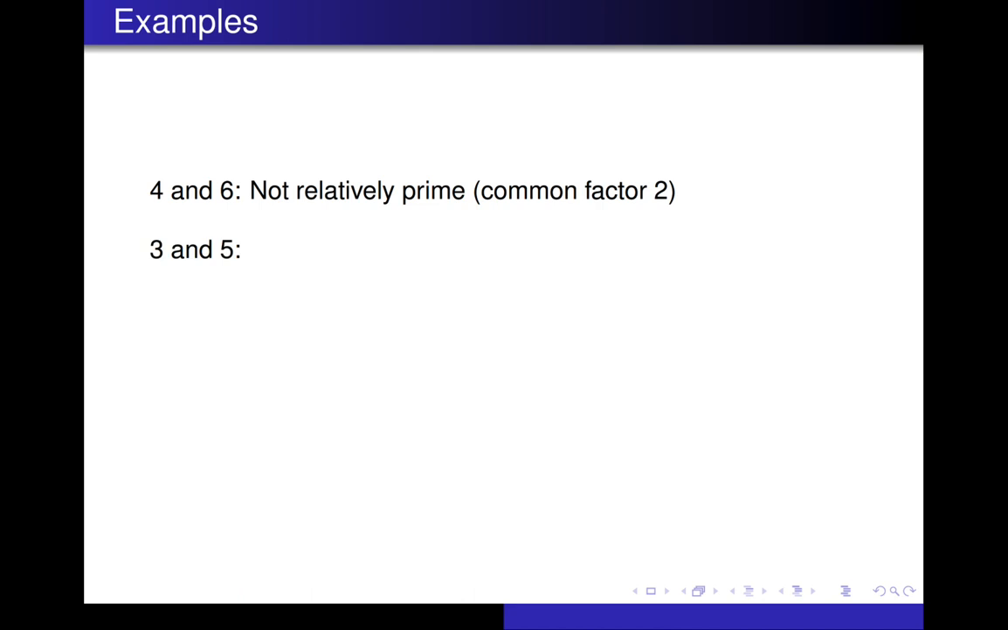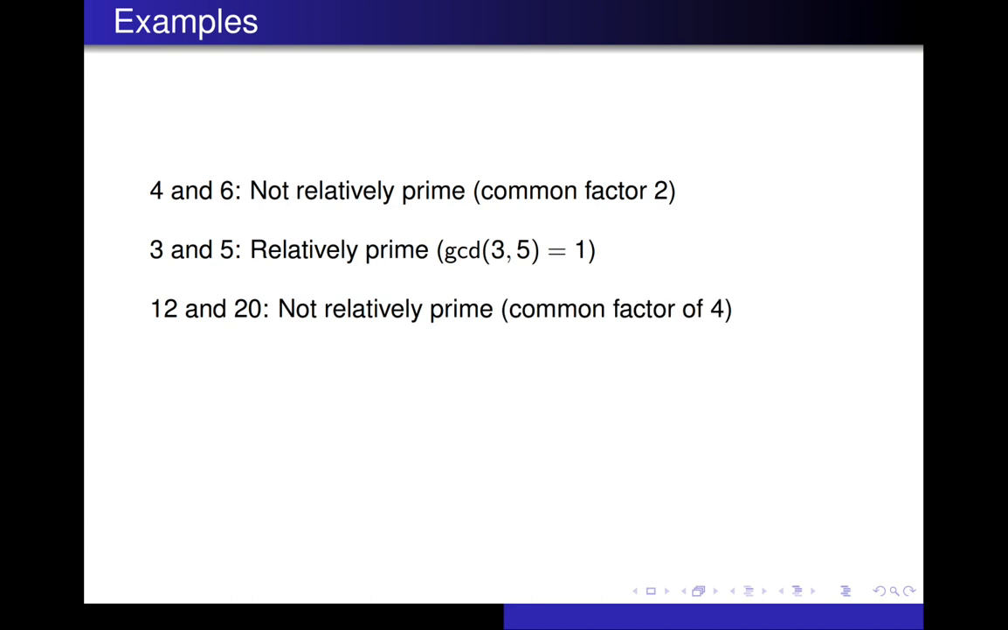For 3 and 5, those actually turn out to be prime numbers, and not surprisingly, those are relatively prime. So if you look at the GCD, the biggest common divisor that you could possibly have is 1. If we look at 12 and 20, those are not relatively prime. We have a common factor of 4. Actually, 4 is the GCD, but even if you say there's a common factor of 2, that's enough to say that it's not relatively prime.